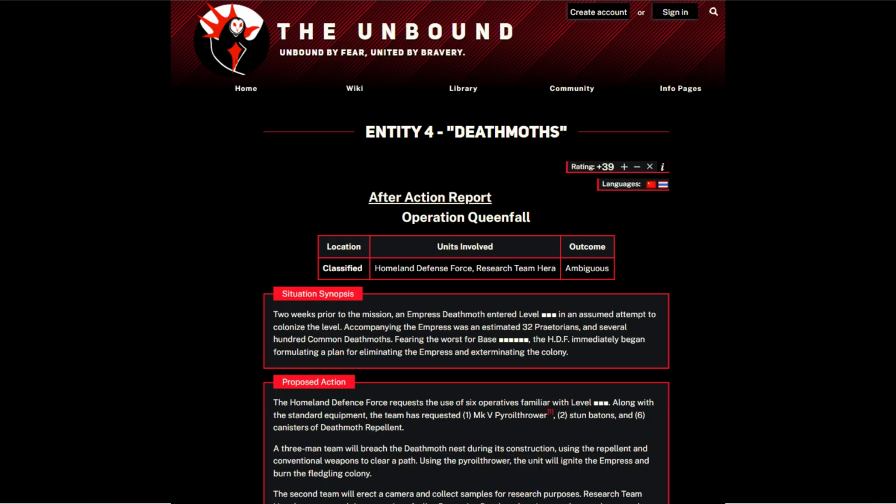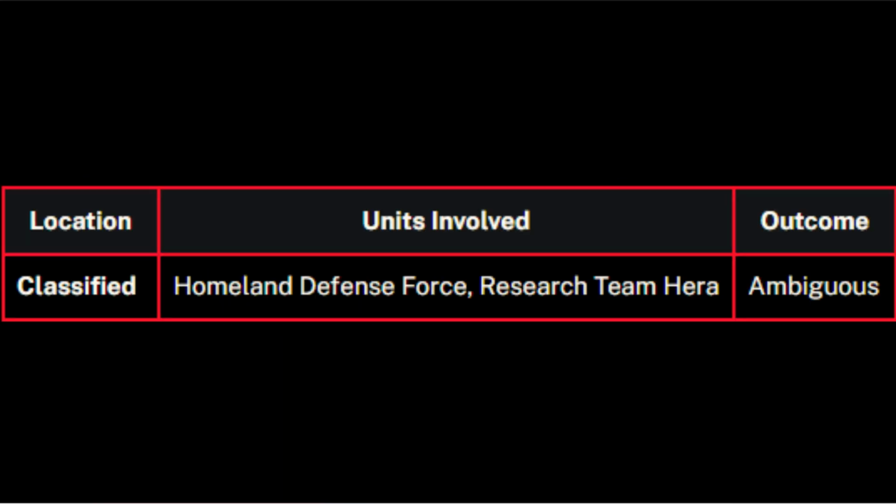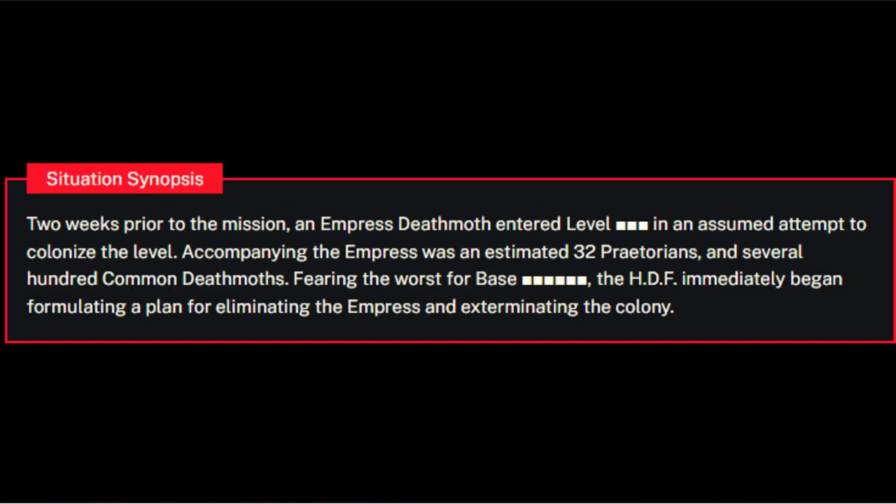Entity 4, Deathmoths. After Action Report. Operation Queenfall. Location? Classified. Units involved: Homeland Defense Force and Research Team Hera. Outcome: ambiguous. Situation synopsis: 2 weeks prior to the mission, an Empress Deathmoth entered the level in an assumed attempt to colonize the level. Accompanying the Empress were an estimated 32 Praetorians and several hundred common Deathmoths.